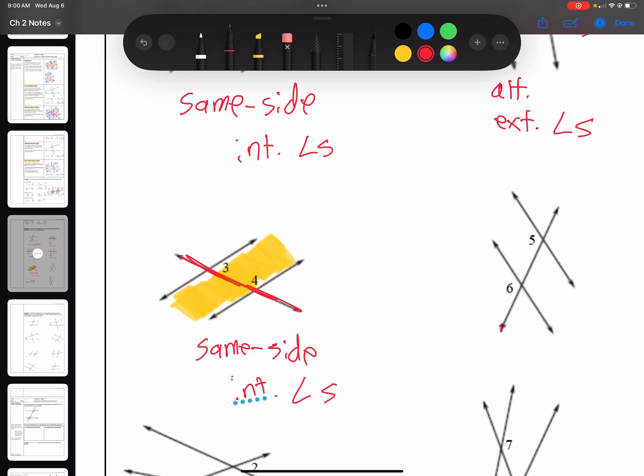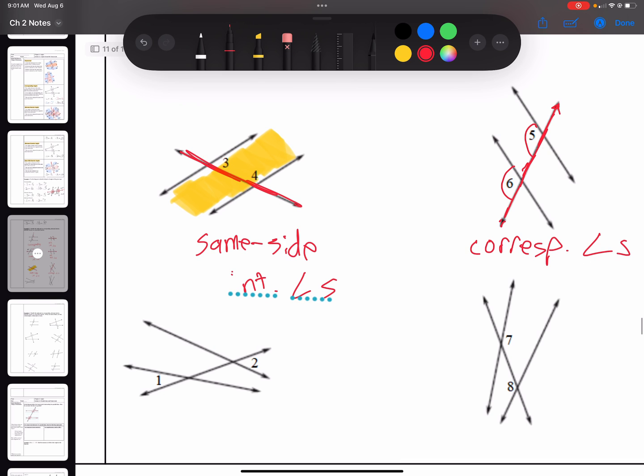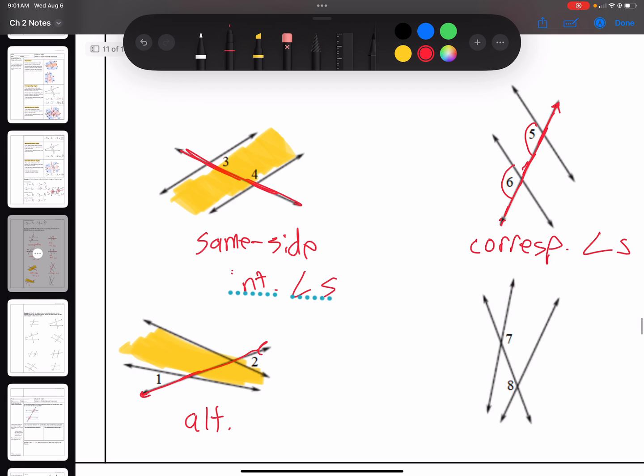Next, here is my transversal line. This is the bottom left corner. This is the bottom left corner. They're in the same position. Same position is corresponding angles. Here's my transversal. Here's my interior. 1 and 2 are in the exterior. 1 is to the left, 2 is to the right. Those are alternate exterior angles.